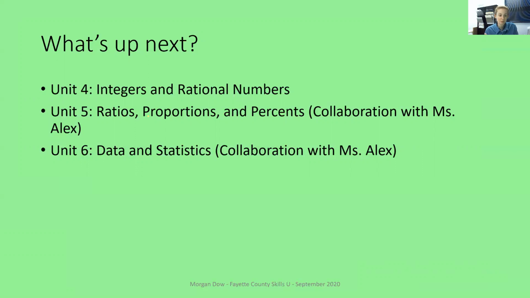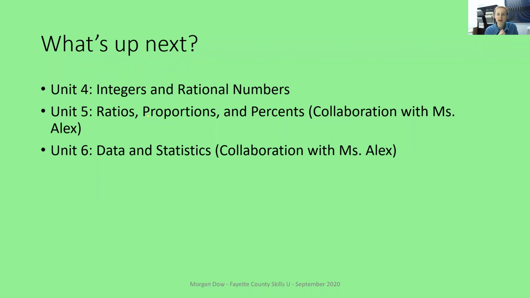So what's up next? Unit 4, we're going to be working with integers and rational numbers. So that is more practice working with positive and negative numbers. Unit 5, ratios, proportions, and percents. Our ratios, we've already talked a bit about. We're going to be building on that knowledge with proportions and percents. Proportions and percents are things that we use all the time in real life. If you've ever calculated a sale price in your life or attempted to, then you were working with percents and proportions.